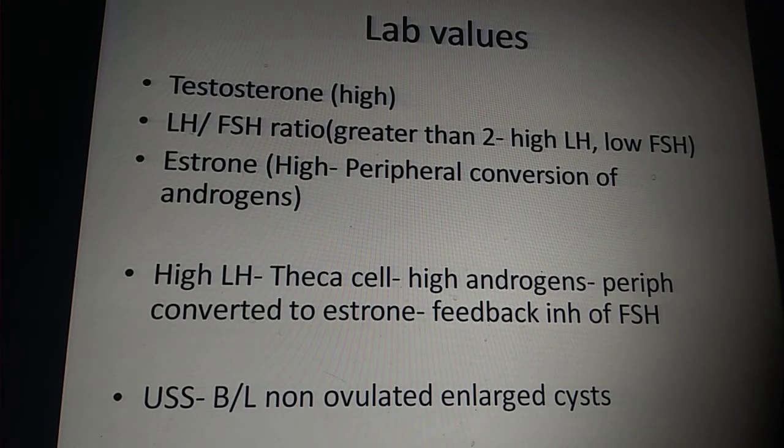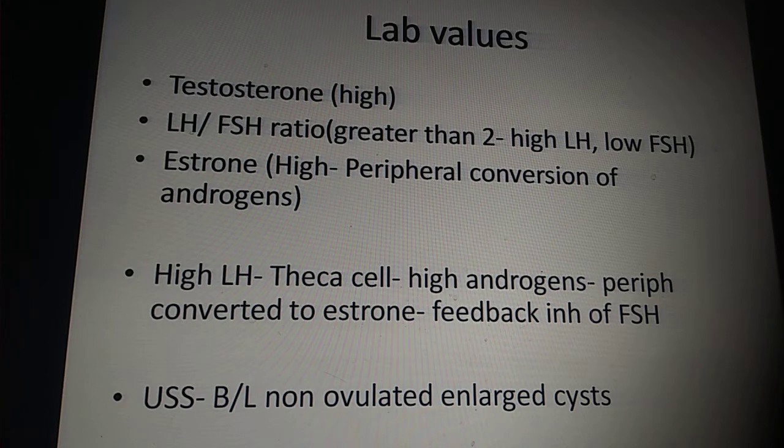Now lab values: you will find hyperandrogenism, so the testosterone values will be high. The LH-FSH ratio will be higher than 2 because the LH level is high and the FSH is low. Estrone is high because of peripheral conversion of androgens. The high LH affects the theca cell to produce high androgens, which undergo peripheral conversion to estrone, and this causes feedback inhibition of FSH. This is how you get the high LH and low FSH levels.